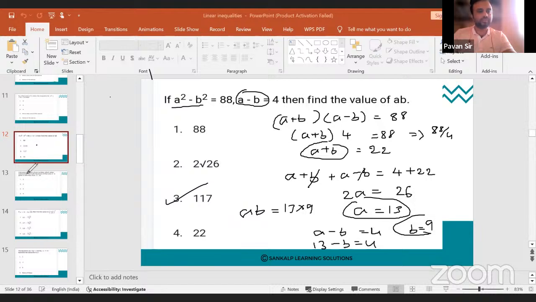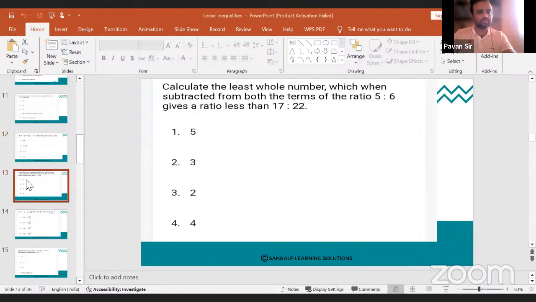Next question. Okay, next question is here. Calculate the least whole number which, when subtracted from both terms of the ratio 5 is to 6, gives the ratio less than 17 is to 22.